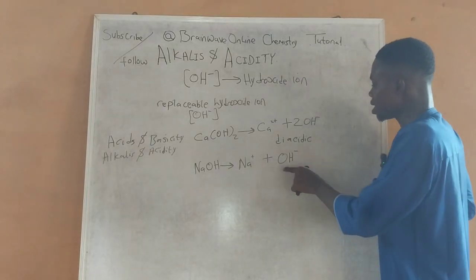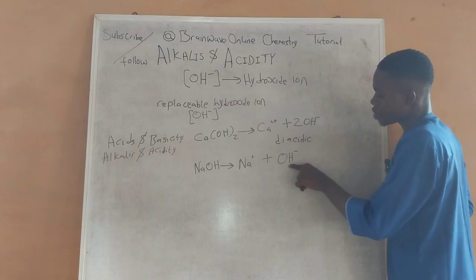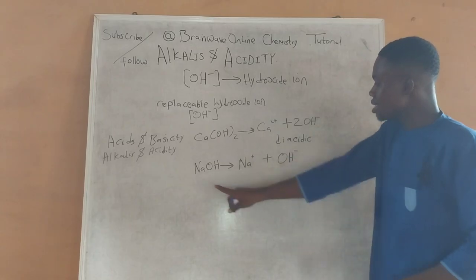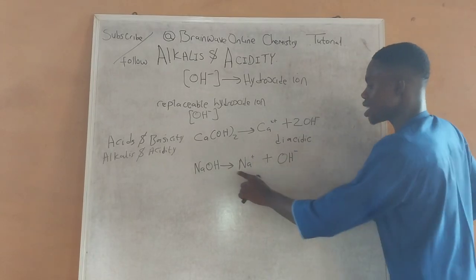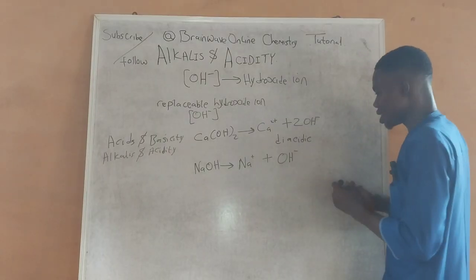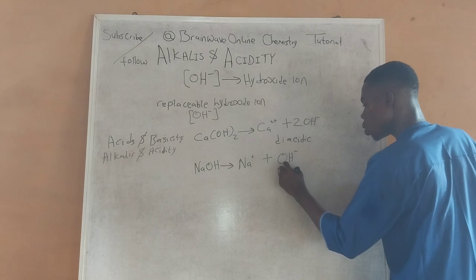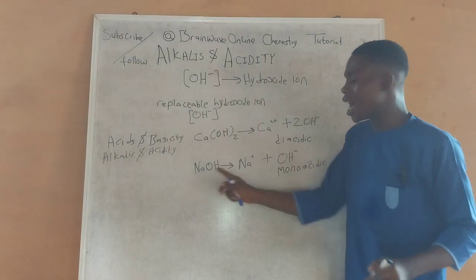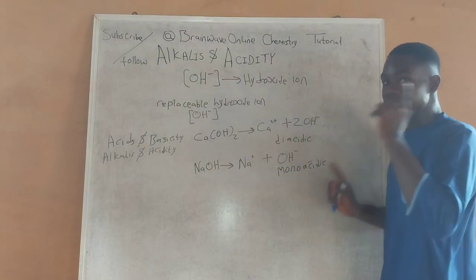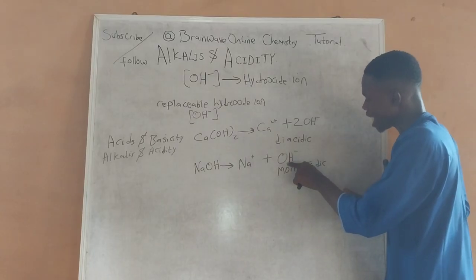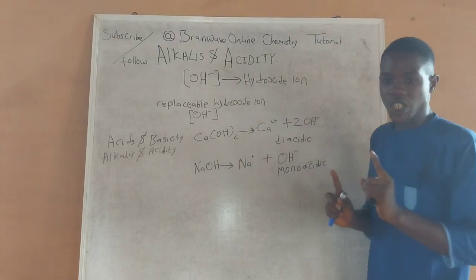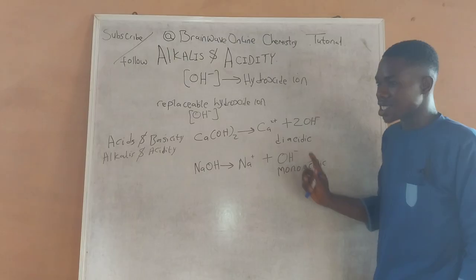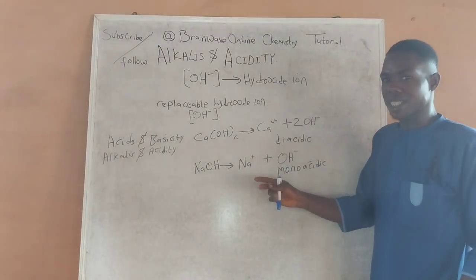Since the hydroxide ion here is 1, what's the acidity of this sodium hydroxide? The acidity of sodium hydroxide here, since the hydroxide ion is 1, is monoacidic. Please take note that sodium hydroxide is monoacidic, because the hydroxide ion is 1. Assuming the hydroxide ion was 2, like in the case of calcium hydroxide, we call it diacidic.